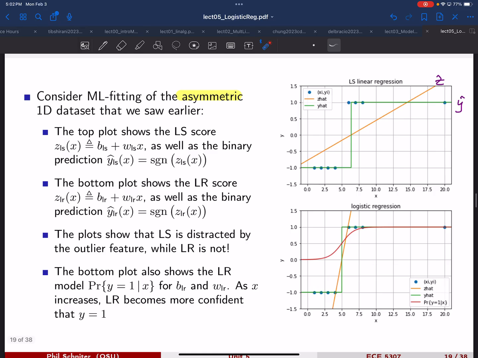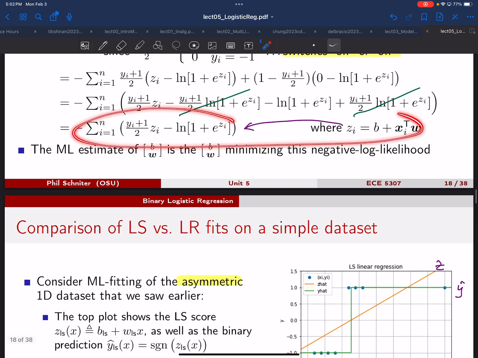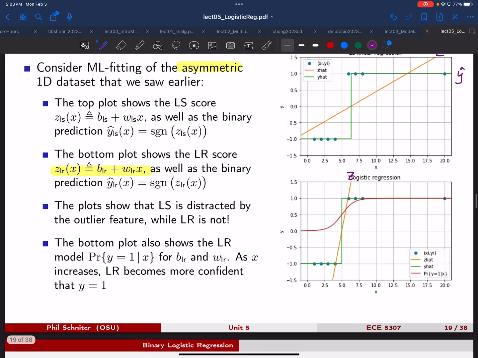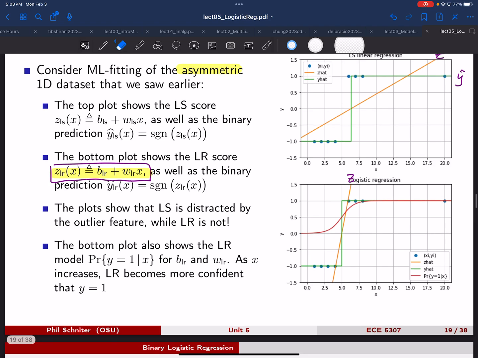So now, once we plot the same score, but for the coefficients B and W from logistic regression, the ones that minimize this expression, we actually get this line. This is our score Z. It's still linear as before, because that's what we always have for linear classification. So this is still linear. And then we threshold it.